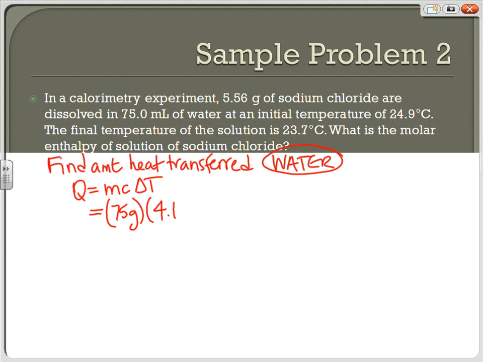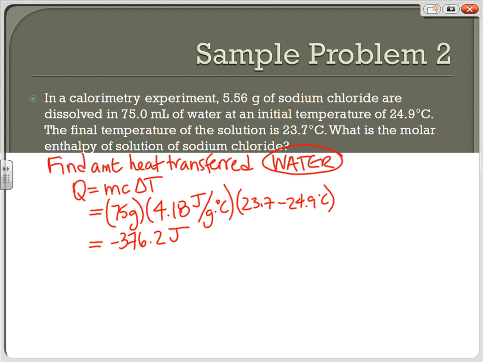Your specific heat capacity of water is 4.18 joules per gram degree Celsius. And your change in temperature in this case went from 24.9 down to 23.7. So if I subtract 23.7 minus 24.9, I actually get a negative number, which is fine. When I punch in all those numbers, I get negative 376.2 joules of energy. So that amount of energy came out of the water and went into the sodium chloride so that it could dissolve. So that's step one.